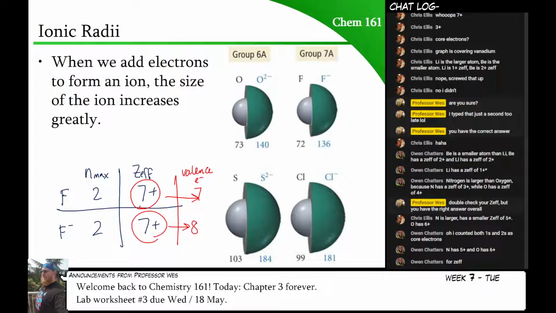Now, the real reason is that as I spread this charge over more things, there's less charge to go around. And also, electrons repel, right? So if I add extra electrons, they just need more space, right? So the takeaway here is that if you add electrons, the size goes up a lot. And the reason for that is the nucleus with the same Z effective is spread over more electrons.